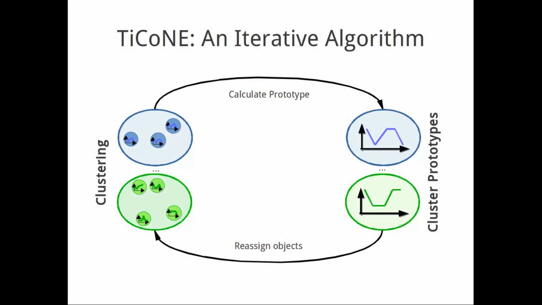We start out with an initial clustering. We can then calculate prototypes for each of the clusters. And then we can assign all the objects to the cluster with the most similar prototype. Then we end up with a new clustering, and we can recalculate the prototypes and reassign the objects. Every time we execute these two steps, we call it an iteration.